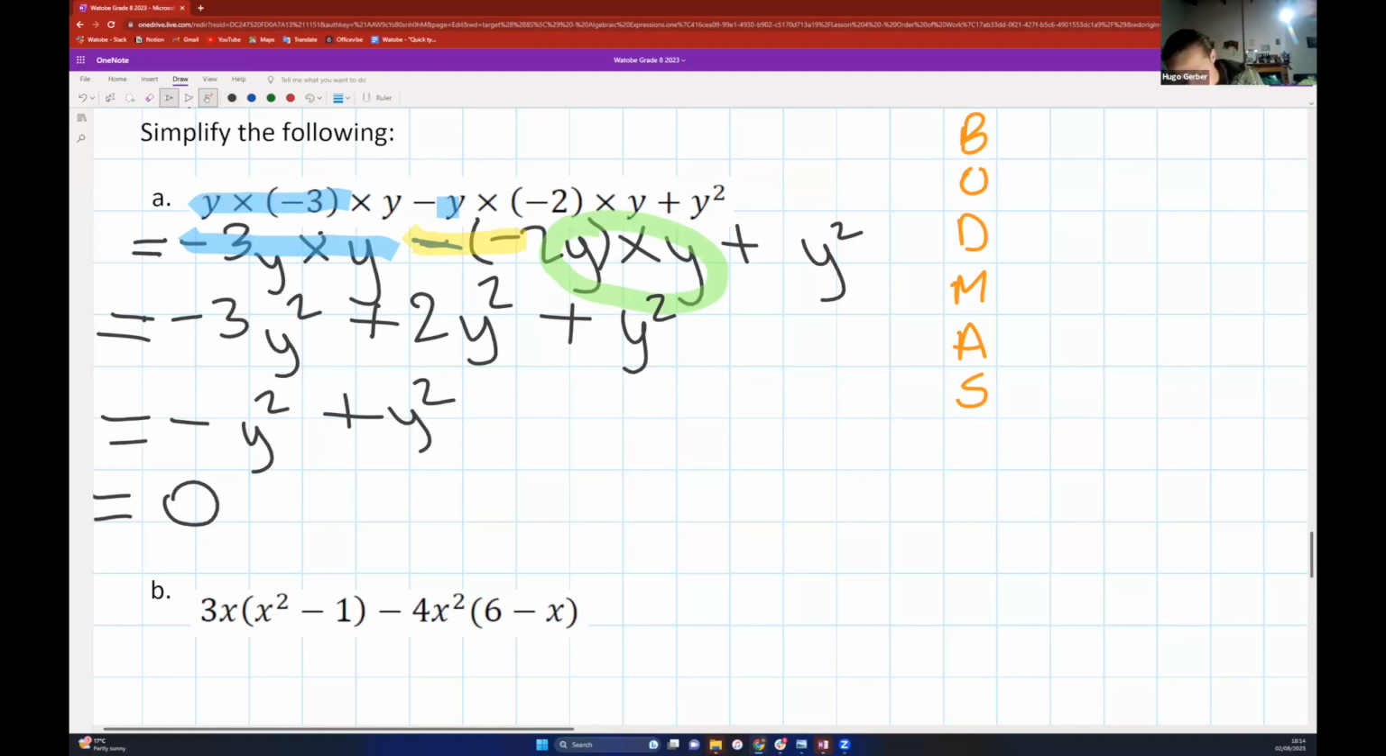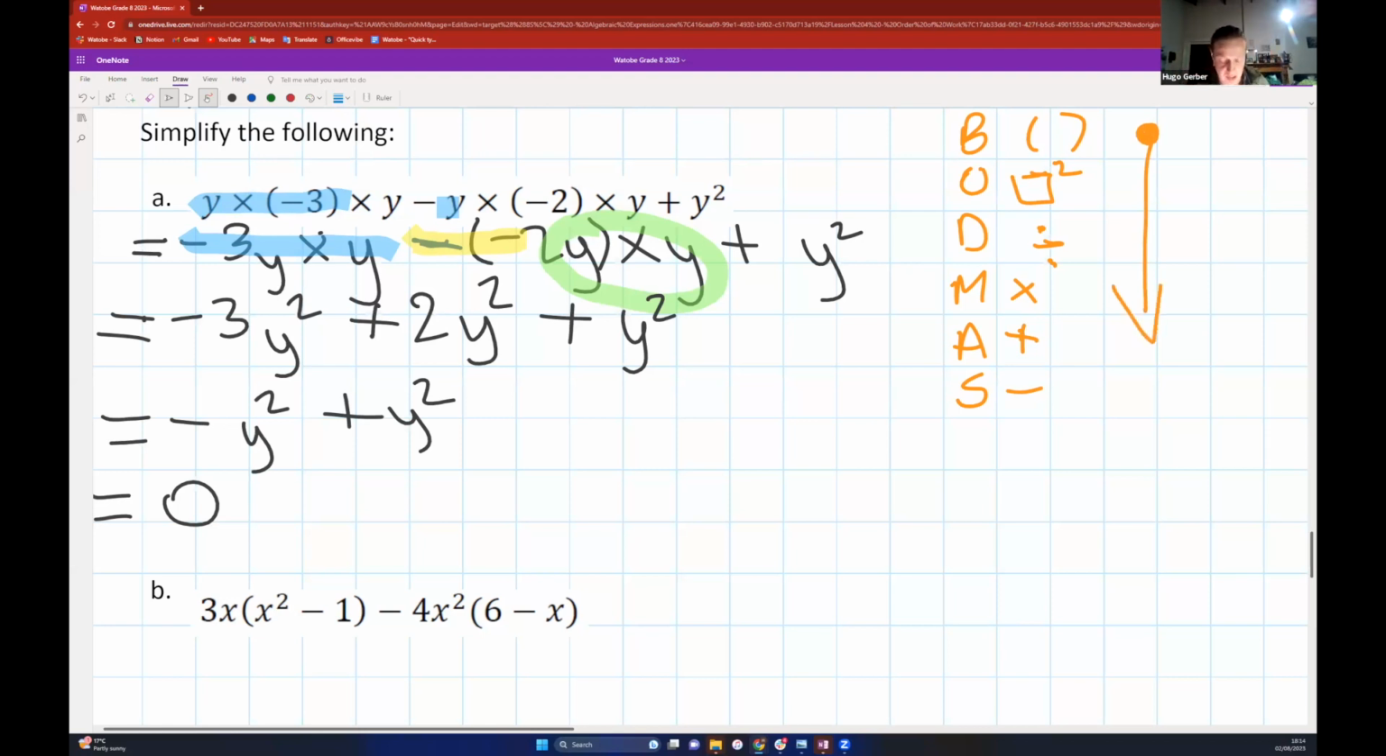Good. So let me remind you all. B is for brackets. O is for order, that's anything to the power of something. Then we divide. We multiply. We add and we subtract. That's the order in which we do things when we're trying to simplify an equation. Now, we start with the brackets here on top and we work our way down. We finish with addition and subtraction.